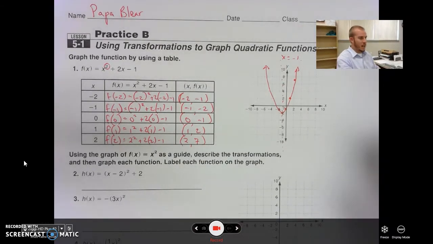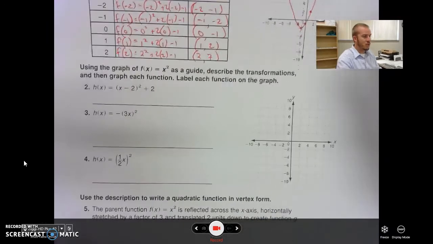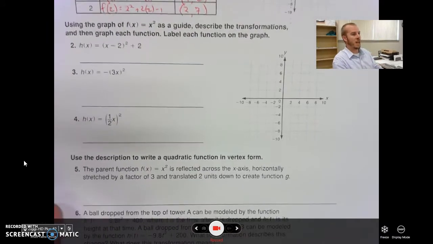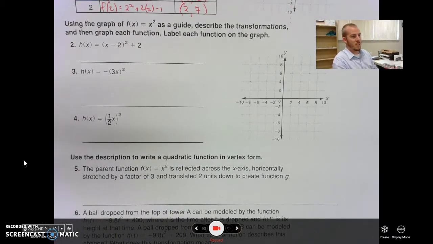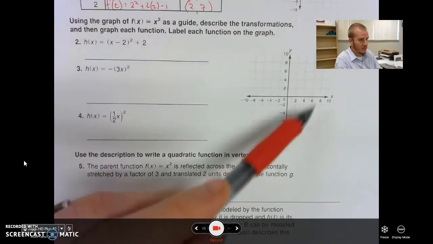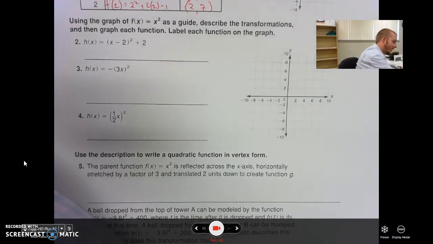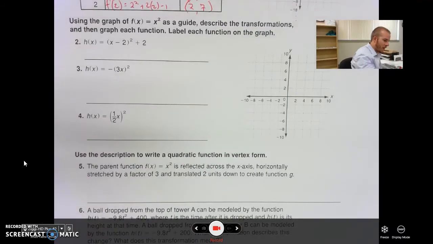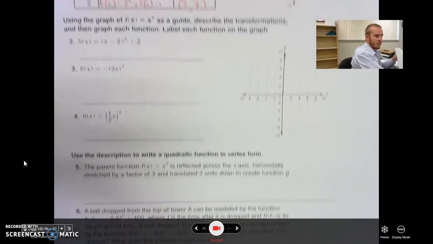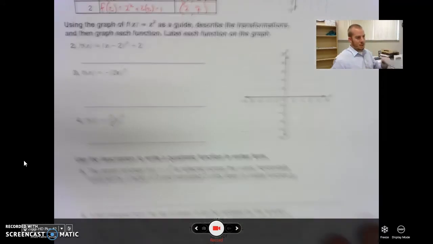Okay. Now just to show you guys something, this next problem says using the graph of f of x equals x squared as a guide, describe the transformations and then graph each function, label each function on the graph. So you're going to put all three of these problems onto this here. Well, let's look back at some notes for a second. Oh, messed up the camera. Well, let's do this here just to give it a fresh piece of paper.